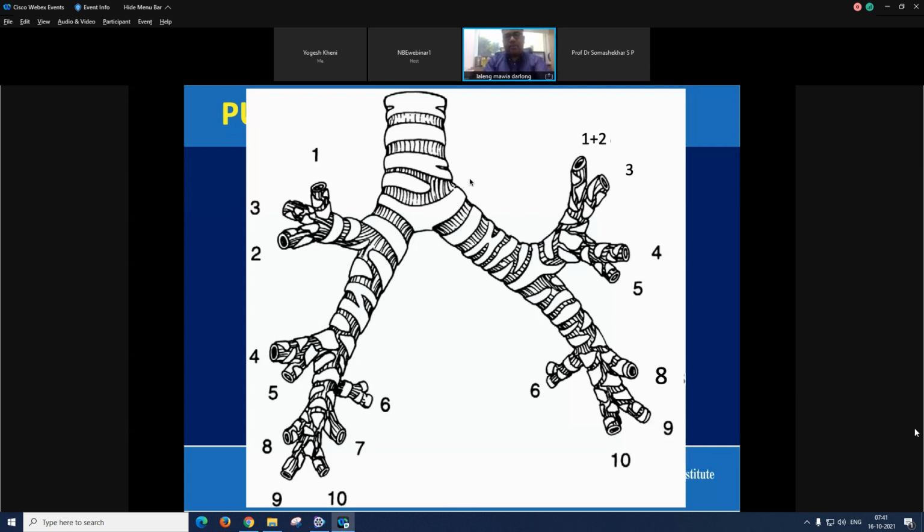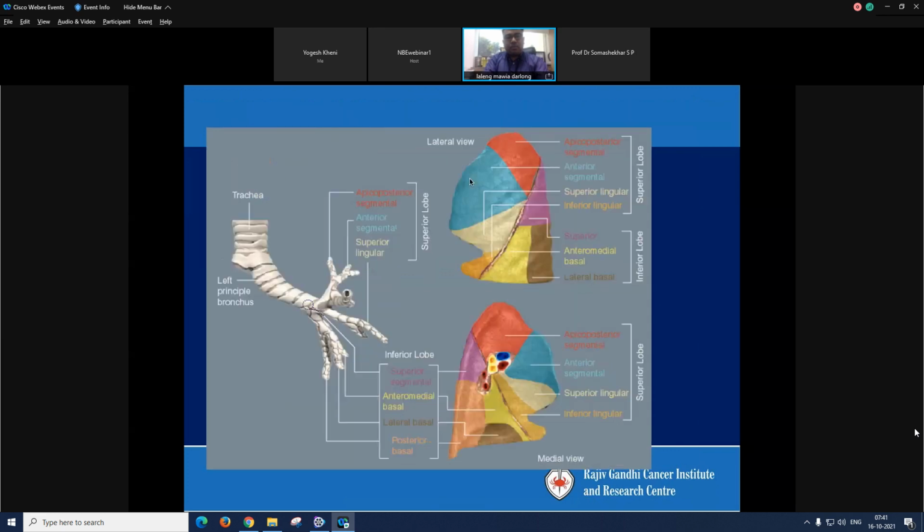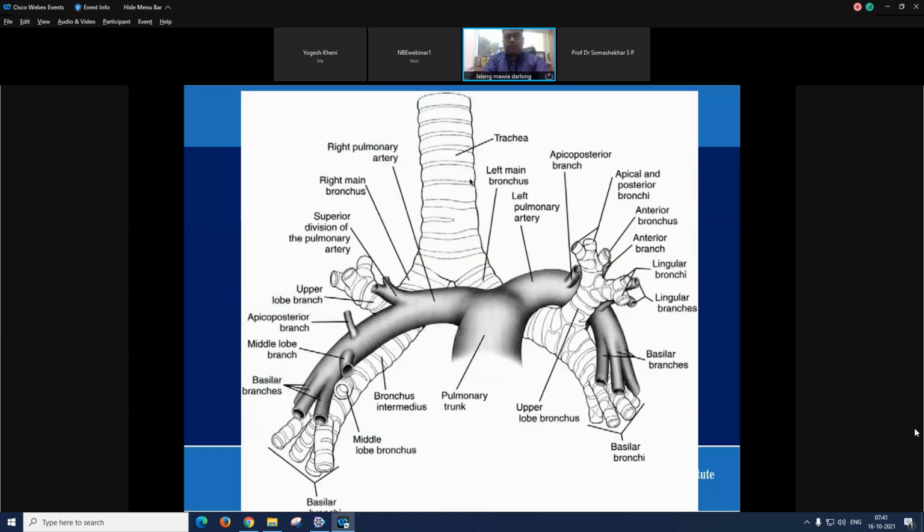This is the rationale behind using a double lumen tube, which is mainly left-sided. This is just a diagrammatic representation of the bronchopulmonary segments. We have already seen about it. And this is again the arterial system.